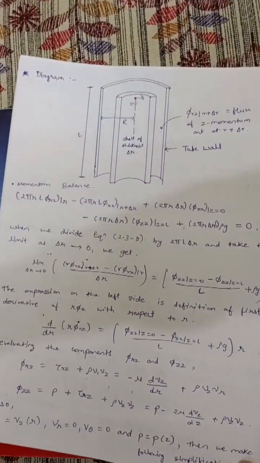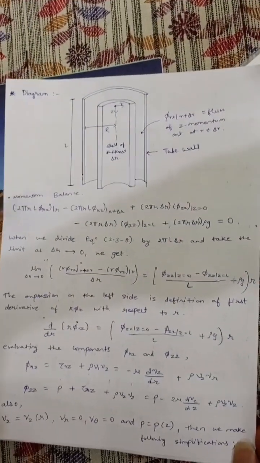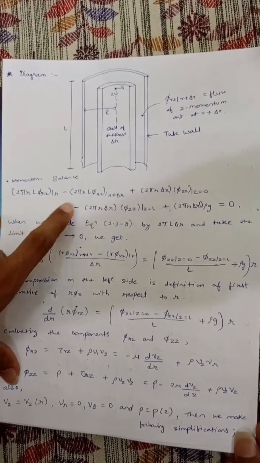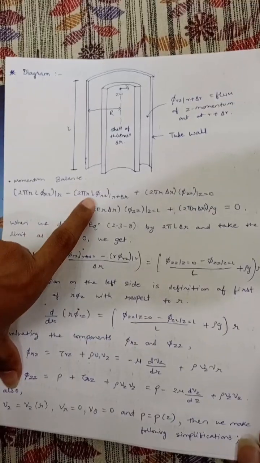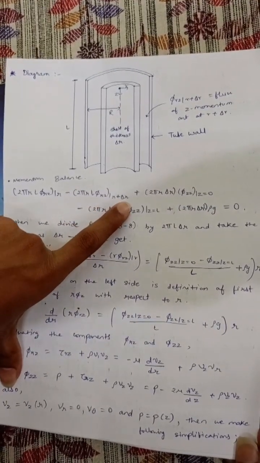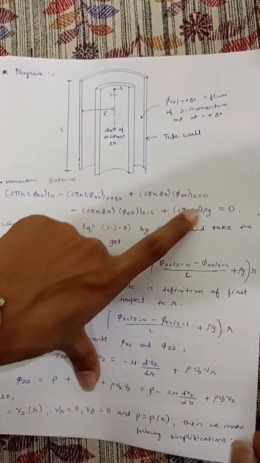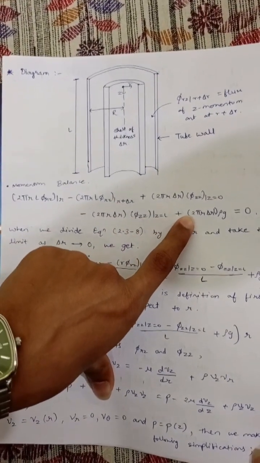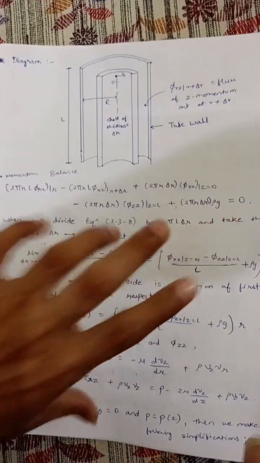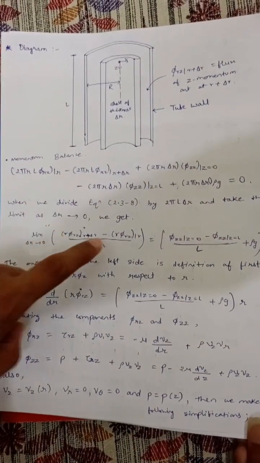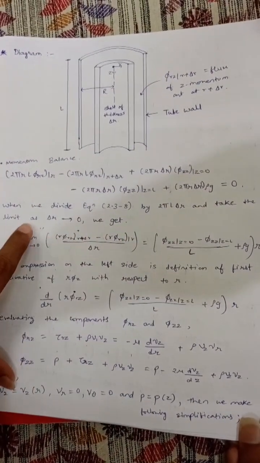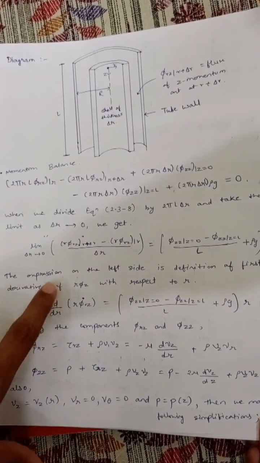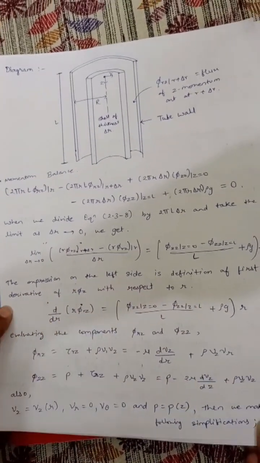Now coming to the next page, here is the reference diagram we have used for this derivation. On applying the momentum balance we get 2 pi rL phi rz at r minus 2 pi rL phi rz at r plus delta r, plus 2 pi r delta r phi zz at Z is equal to 0 minus 2 pi r delta r phi zz at Z is equal to L, plus 2 pi r delta r L rho g, is equal to 0. Now when we divide this equation by 2 pi L delta r and take the limit as delta r tends to 0, we get this equation, and the expression on the left side is the definition of the first derivative.